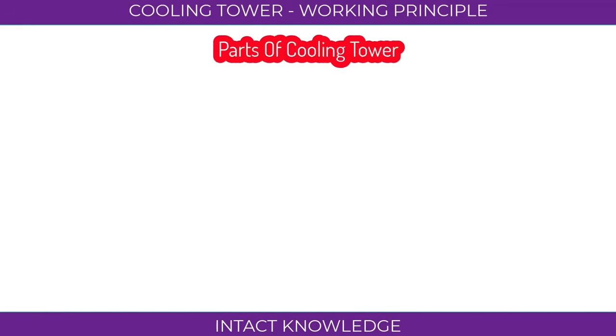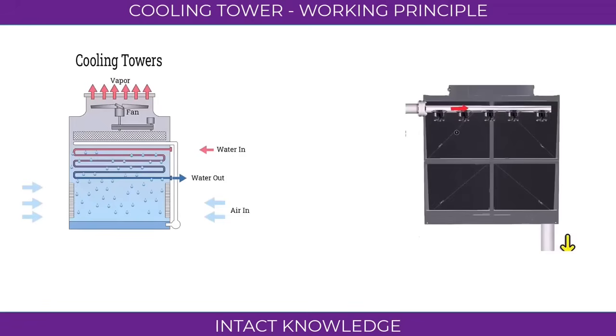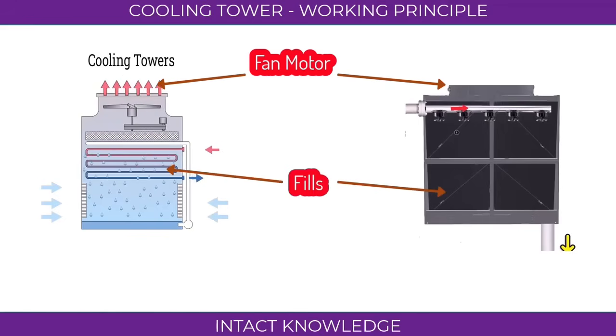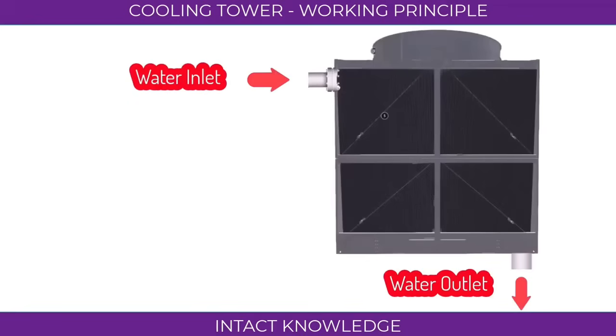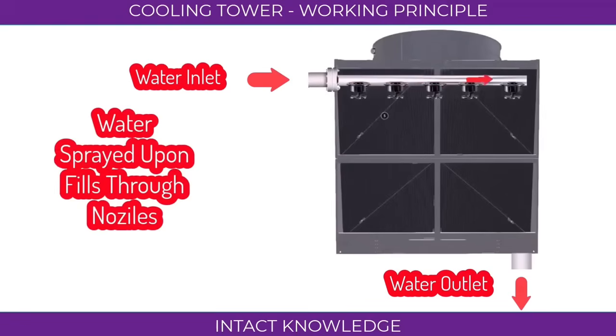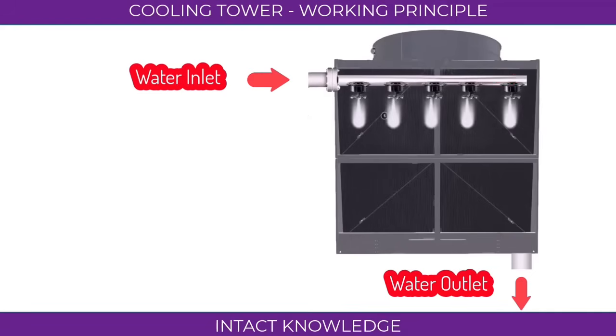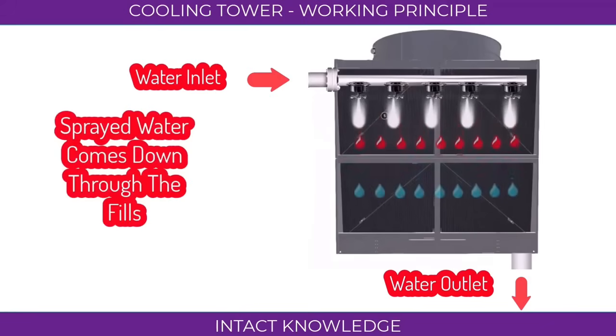Let's see the parts inside the cooling tower. Fan motor. Fills. Nozzle. The water from the condenser of a chiller enters through the inlet pipeline into the cooling tower, which is sprayed upon the fills through the nozzle. The sprayed water then travels downwards through the fills.